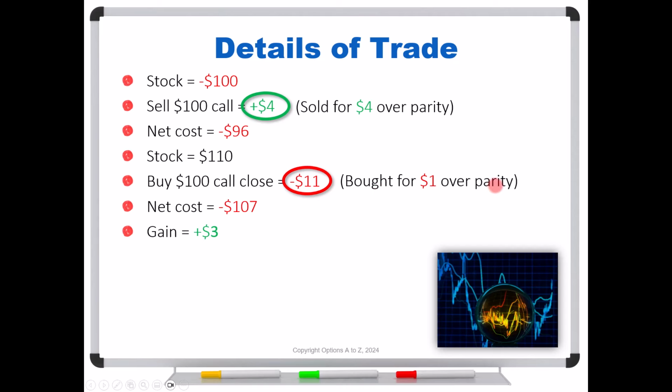So look how simple it is. I sold it for 4 over, I bought it back for 1 over, that's a net gain of 3. See, I don't need to look at all of these intermediate steps. I can immediately tell just by looking at premium over parity that I have a $3 gain.